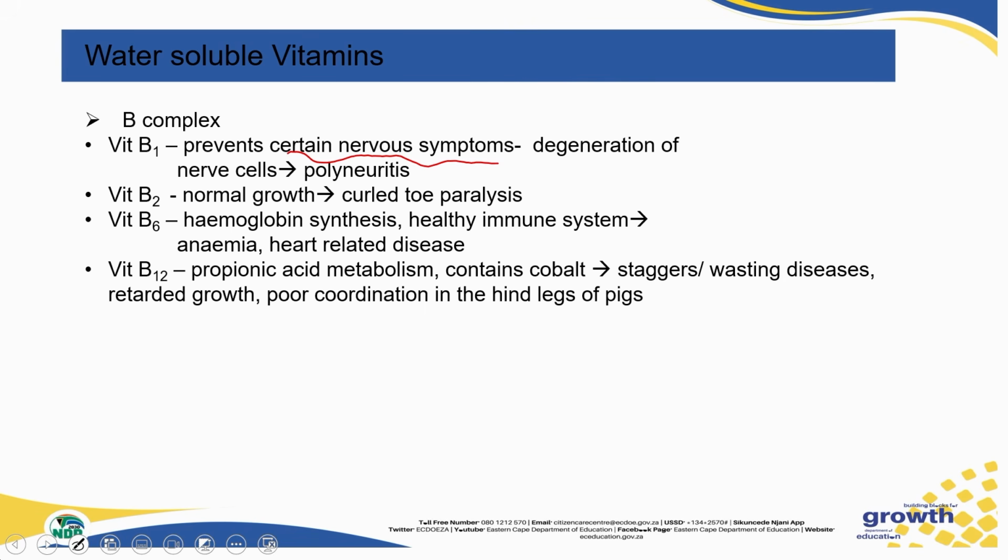Then vitamin B12 is for propionic acid metabolism. If an animal has a shortage of B12, it will have a wasting disease, also known as stargazer's disease, which is also shown by poor coordination in the hind legs of an animal, also poor growth in an animal's body. We have come to an end of our lesson.